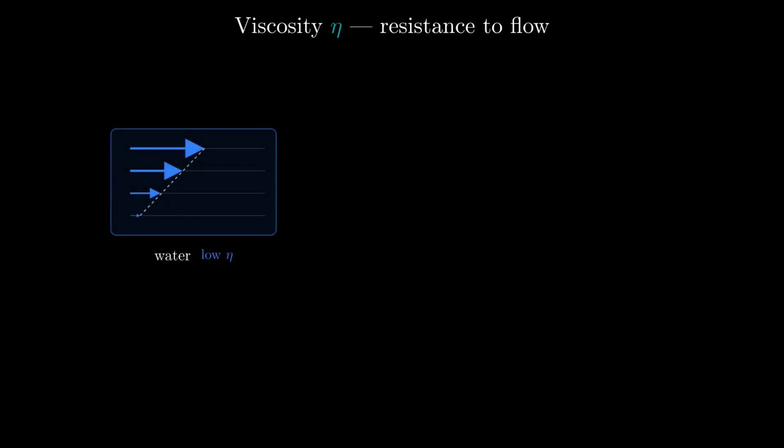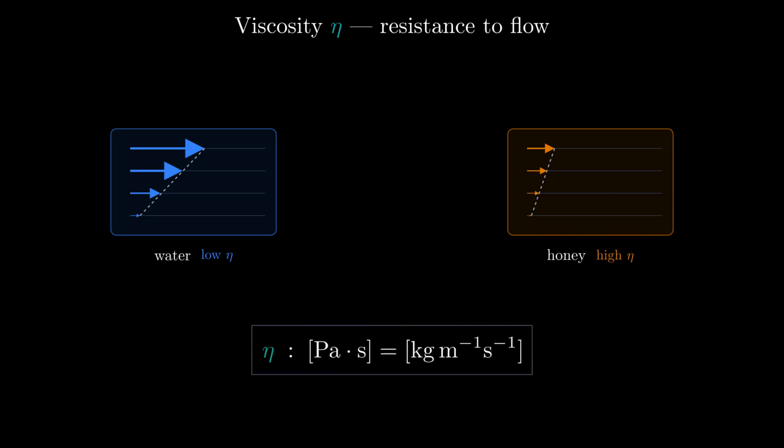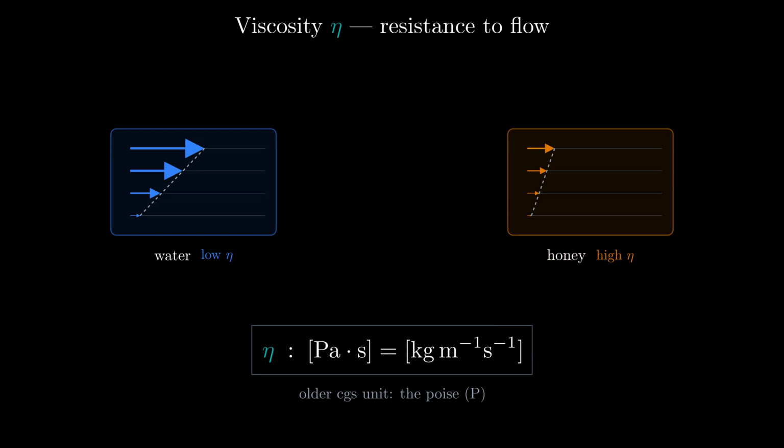This viscosity, eta, has a concrete physical meaning. It measures a fluid's internal resistance to flowing, its thickness or stickiness. In SI units, viscosity is measured in Pascal seconds, which is the same as kilograms per meter per second. You will also meet an older unit called the poise. The larger the viscosity, the more sluggishly the fluid flows, and the harder it resists a moving object.